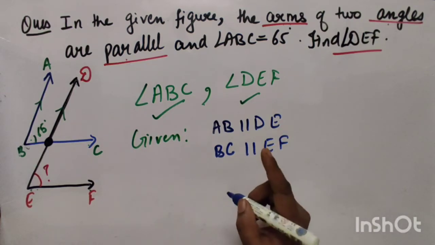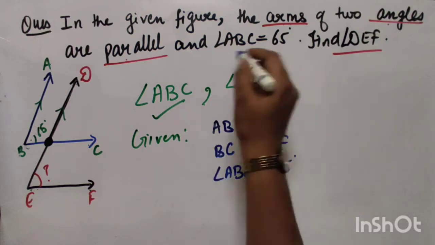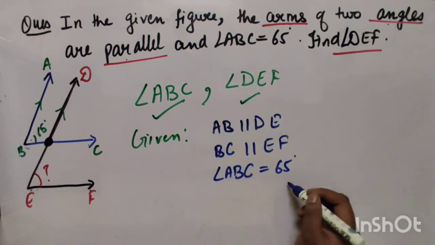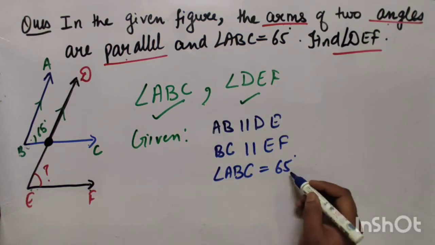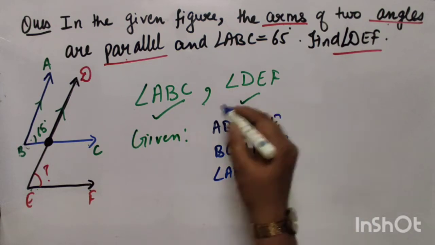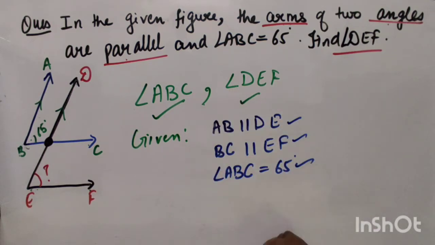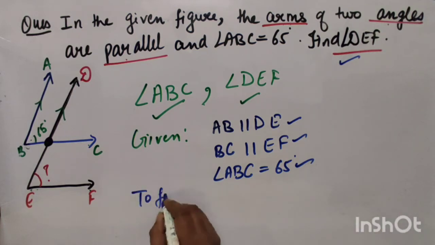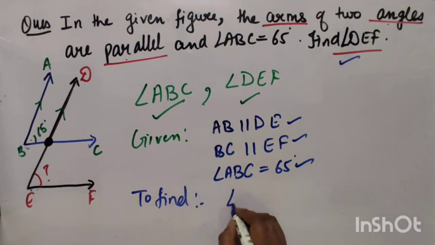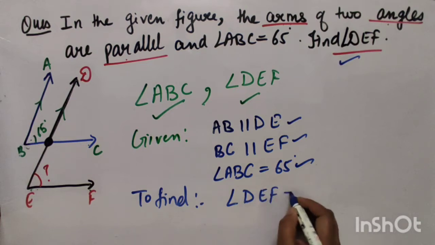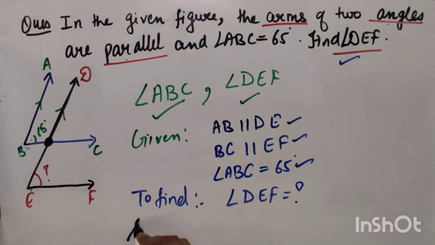The next thing given in the question is that angle ABC equals 65 degrees. We are going to use all these three things to find the required angle DEF. So we need to find angle DEF. Now we are going to start our solution.